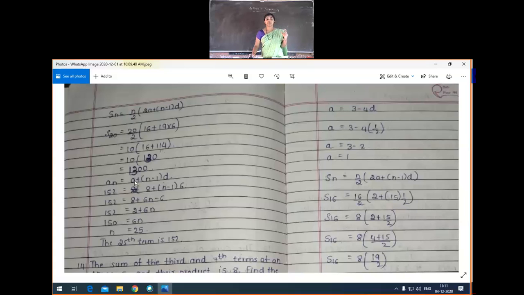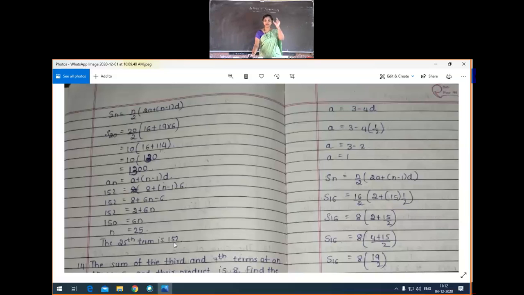So a is 8, n minus 1 into 6. Then 152 is equal to 8 plus 6 into n, which is 6n minus 6. Then 152 is equal to 2 plus 6n. Here 8 minus 6 is 2 plus 6n. Then 152 minus 2, then it is 150 is equal to 6n. Then n is equal to 25. n is equal to 25, in the sense 25th term is 152.